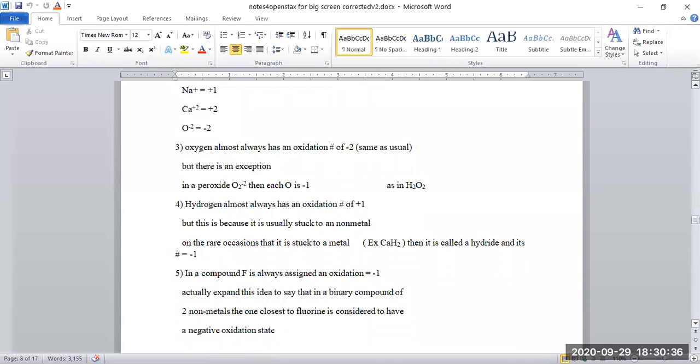Same thing's kind of true for hydrogens. Hydrogens are almost always +1, unless you stick it to a metal. Doesn't happen very often, but if you do, then it's a hydride, and instead of being a +1, it's a -1.